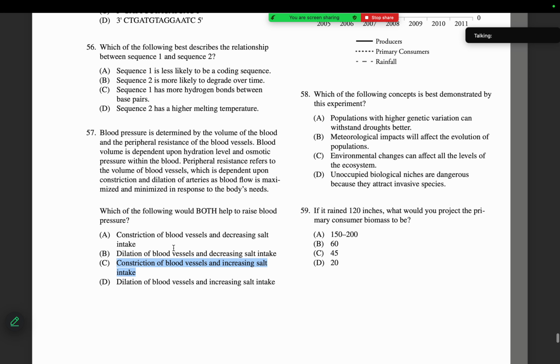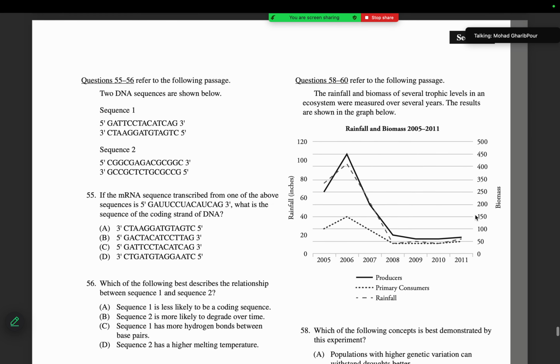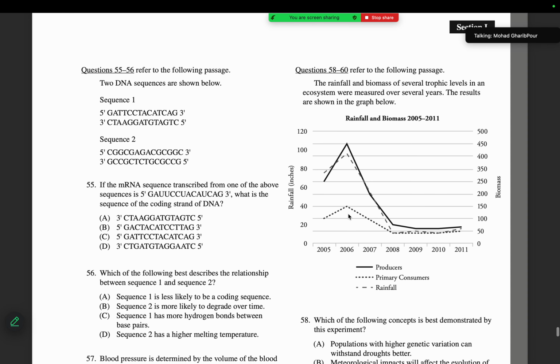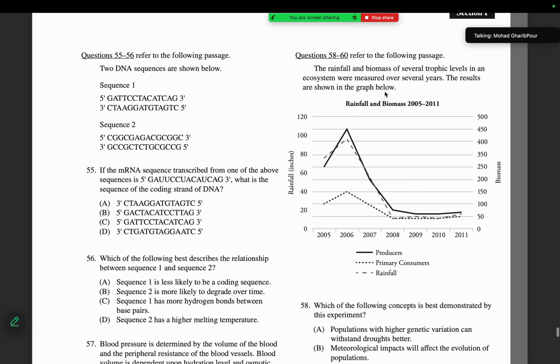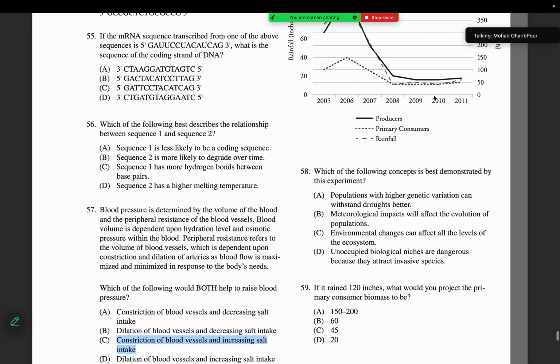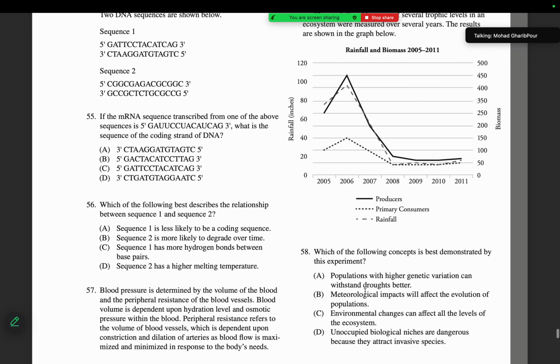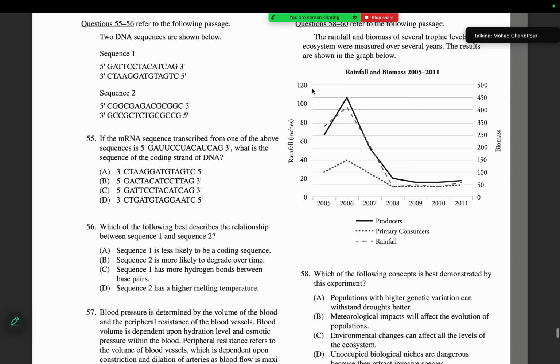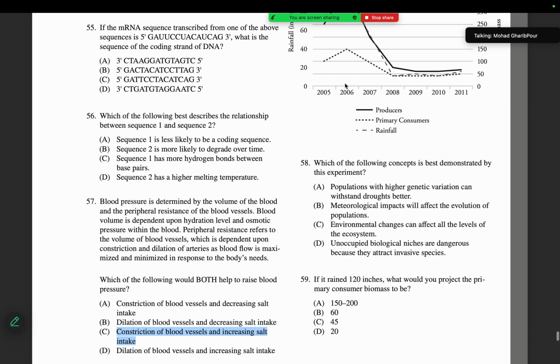Yeah. Okay. 59. If it rained 120 inches, what would you project the primary consumer biomass to be? Okay. That's based on this one. The rainfall and biomass of several trophic levels in an ecosystem were measured over several years. The results are shown in the graph below. If it rained 120 inches, let's see, 120 up here. What would you project the primary consumer biomass to be?